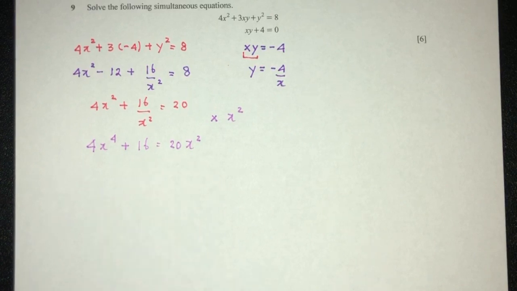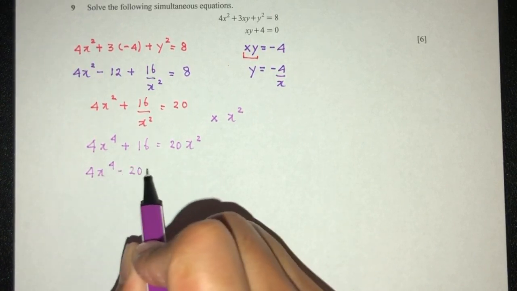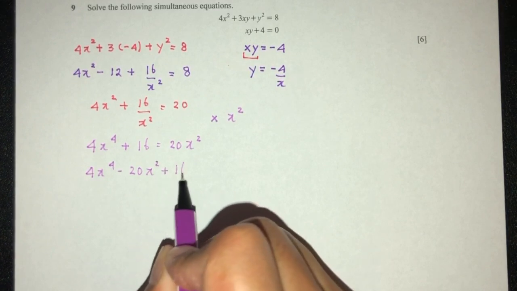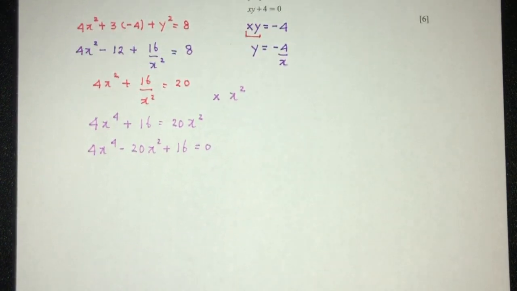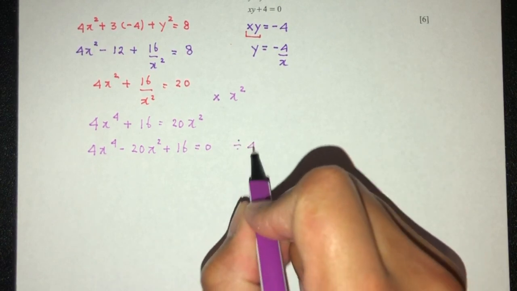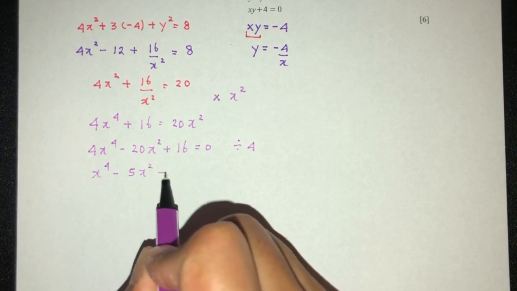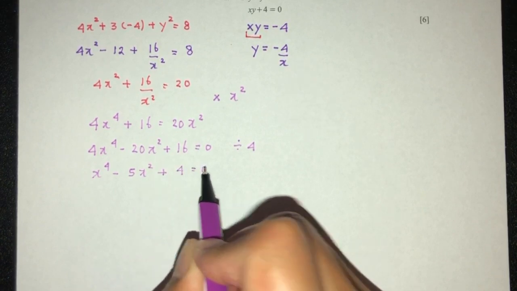Now send everyone to one side, you will have what? 4x power 4 minus 20x squared plus 16 has to be 0. Now we do realize we can always simplify this equation because here we have 4, 20, 16. They are all multiples of 4, so let's divide by 4 everywhere. That will be x power 4 minus 5x power 2 plus 4 has to be 0.